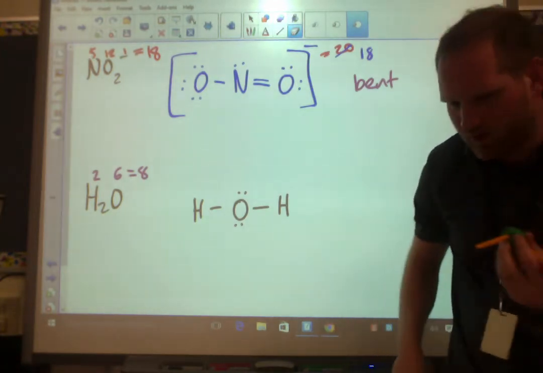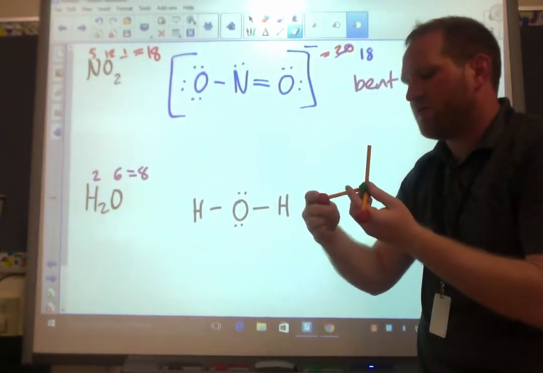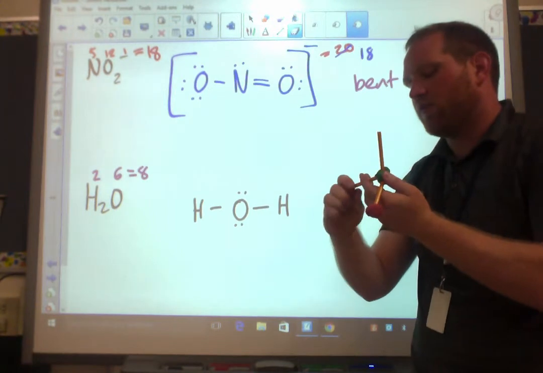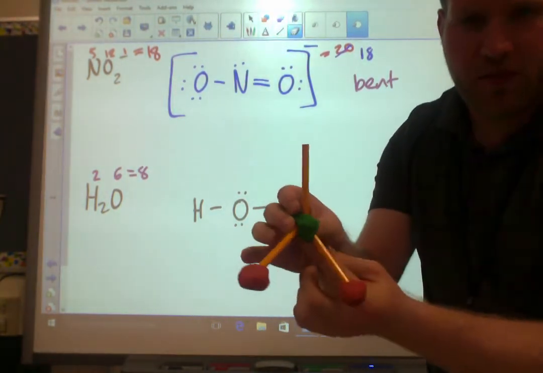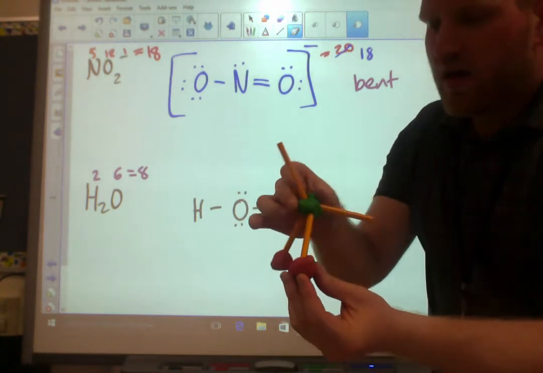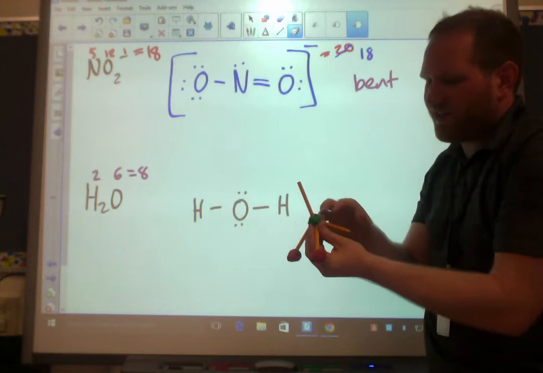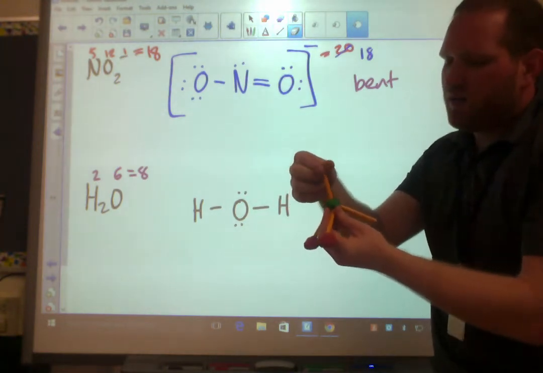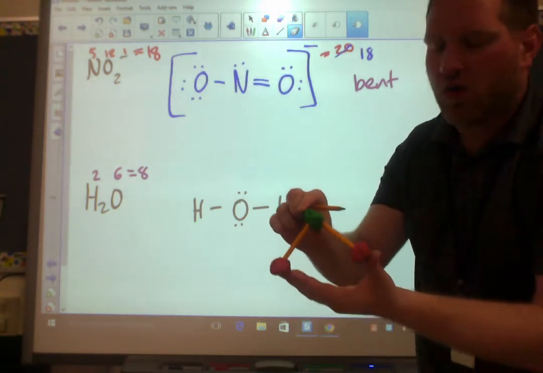Did I lose a pencil somewhere? You're going to end up with this tetrahedral shape as your water molecule, or at least as a central atom. But because you don't actually see these electrons in real life, they don't stick out like this. When we take them away, you can see what the actual shape is. And there's your bent water molecule.